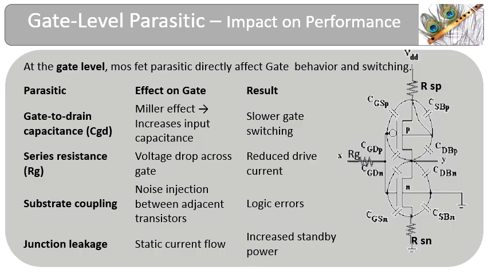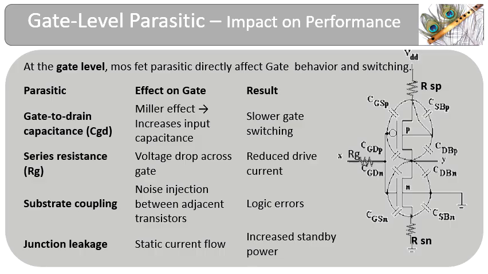CMOS logic gate performance is heavily influenced by parasitic effects of the device. Miller capacitance, the coupling between gate and drain, slows switching by increasing effective input capacitance, leading to higher propagation delay and power consumption. The polysilicon gate and contact interfaces limit current drive and cause slower rise and fall times in high-speed circuits.